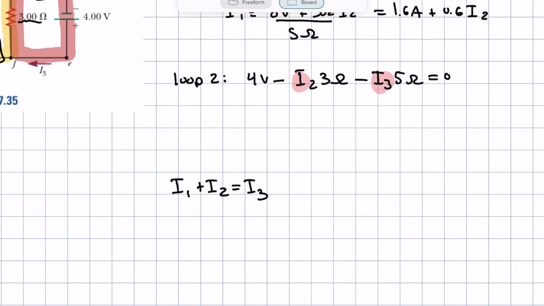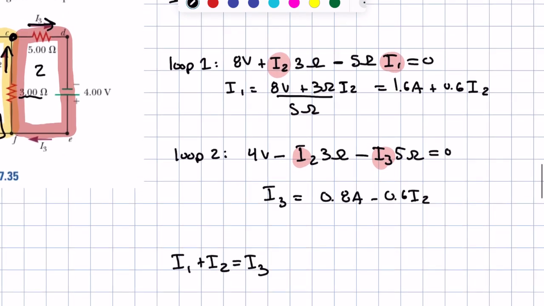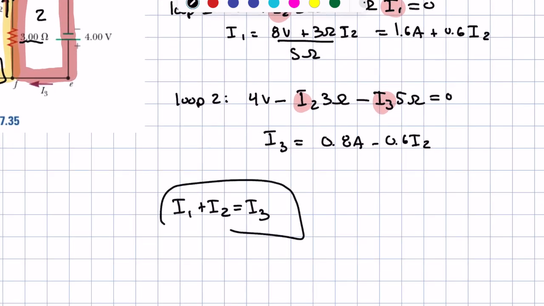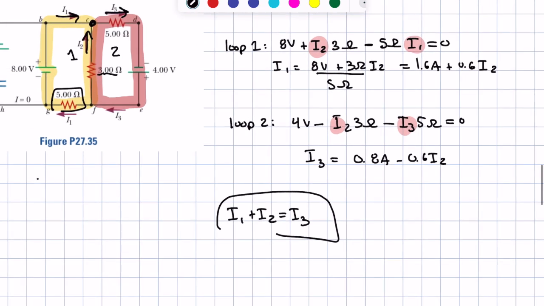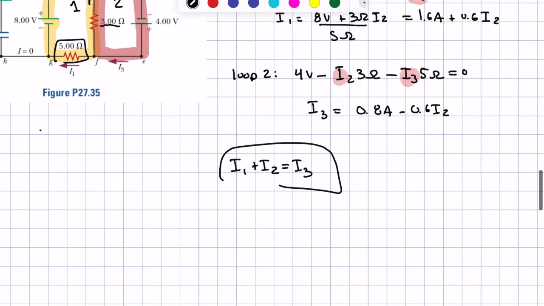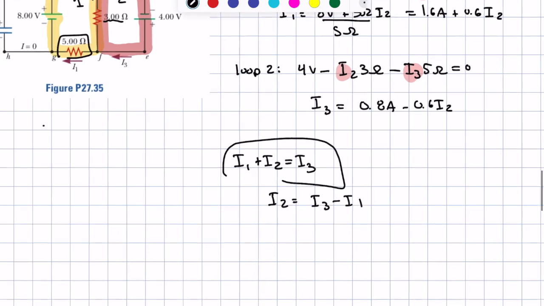We are going to have I3 is equal to 0.8 amps minus 0.6 I2. So we just solved for I1 and I3, and now we also have this expression here. So now what we can do is figure out, well, what is I2? Here we have I2 is equal to I3 minus I1. All we have to do is plug in what we know for I3 and I1.